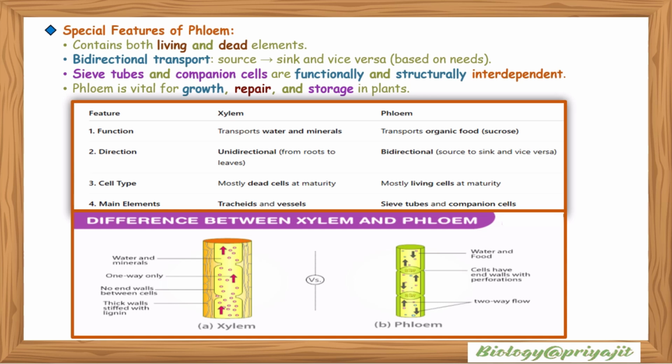Direction: xylem transport is unidirectional. Phloem transport is bidirectional, from source to sink and vice versa. Cell type: xylem is mostly dead cells at maturity, and phloem is mostly living cells at maturity. Main elements: tracheids and vessels in xylem; sieve tubes and companion cells in phloem.